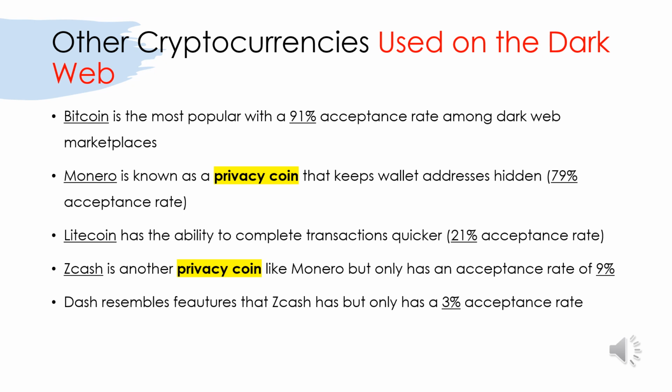Okay, third we have Litecoin, which has the ability to complete transactions quicker. That's about the only thing that it has going for it. It has a 21% acceptance rate. And then under that we have Zcash, which is another privacy coin like Monero, but only has an acceptance rate of 9%. And then we have Dash, which resembles Zcash, but only has a 3% acceptance rate, so it's not as popular.